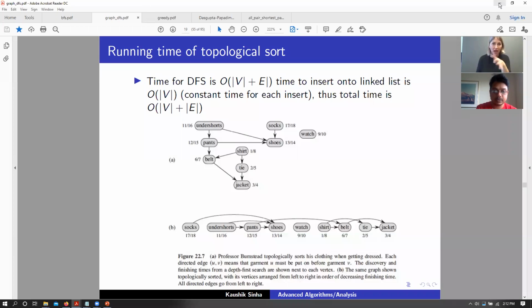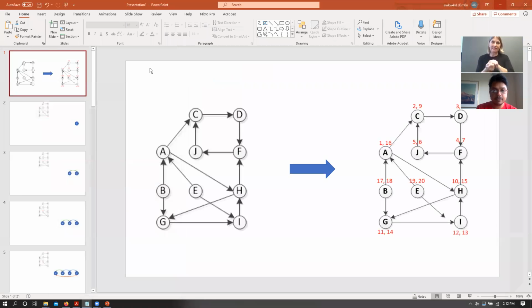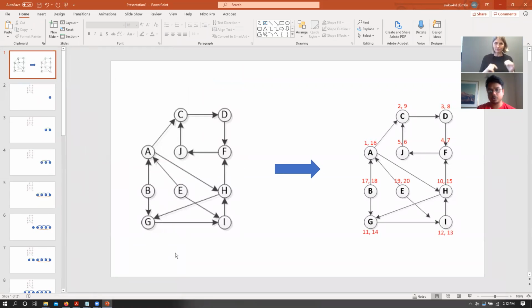So let's look at this particular example where we had this graph. Can everyone see the entirety of the slide? Yep, okay. Both for topological sort and for strongly connected components, the basic algorithm that we want to use is going to be DFS, and we have covered DFS already. So let's just look at this particular graph.